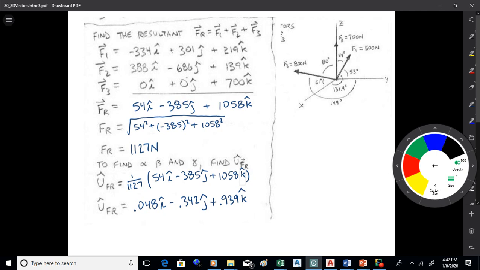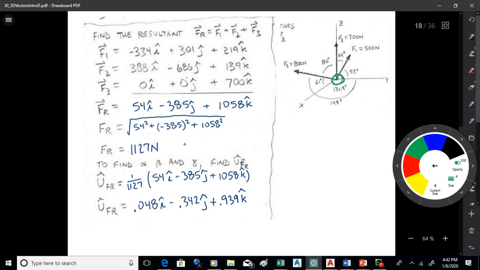Now that's the magnitude of the resultant. So if I apply those three forces to this point, the net pull that point is going to feel is 1,127 newtons. That'll be the net force on the point. Now I might be interested in the direction of that force. So to get that, I might want to get the angles that that force makes with the x, y, and z axes.